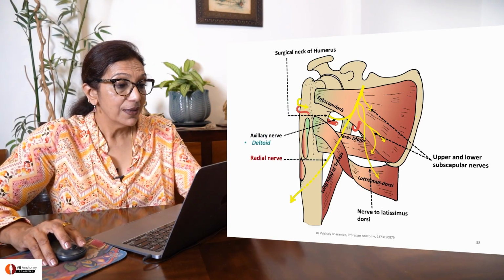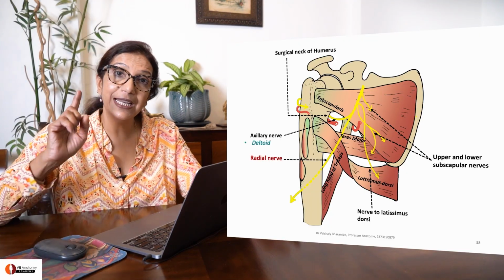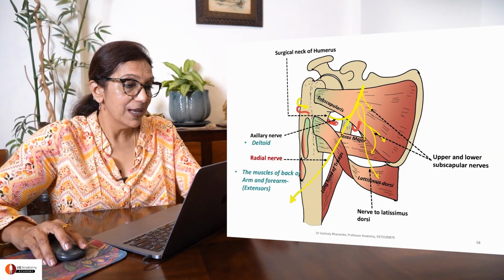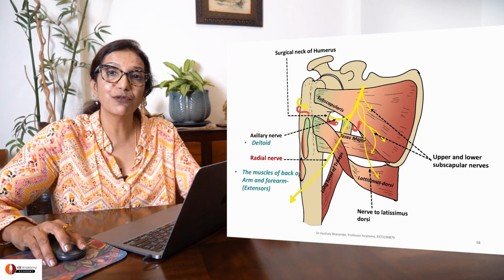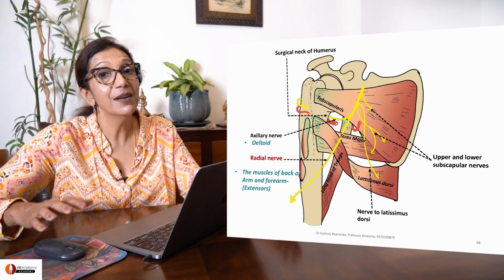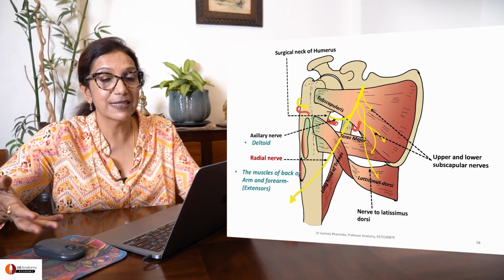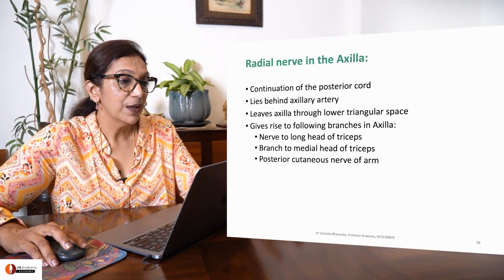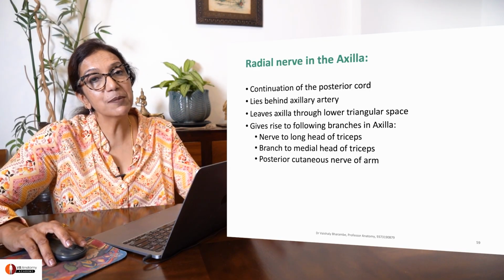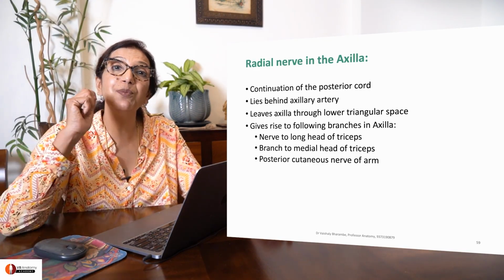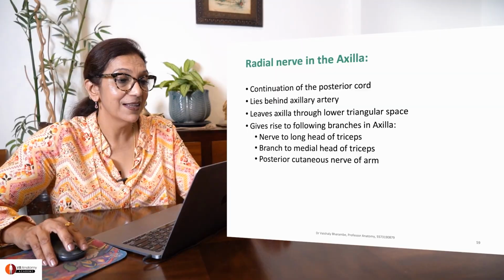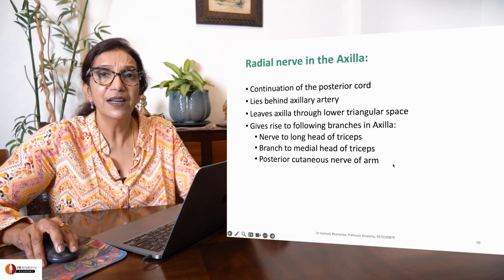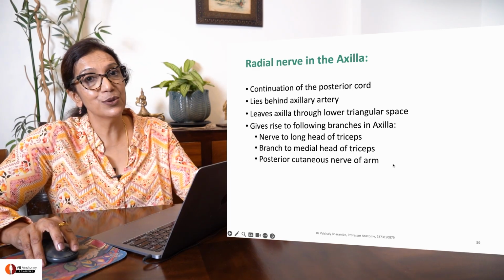Right. This is your radial nerve, which leaves the axilla through the lower triangular space, goes on to supply the muscles of the back of your arm and forearm, which are all called extensors. That's the radial nerve. Okay, but remember that while it's passing through the axilla, it's giving a few branches in the axilla. A branch to the long head of triceps, a branch to medial head. Difficult to remember? Let's use an image.